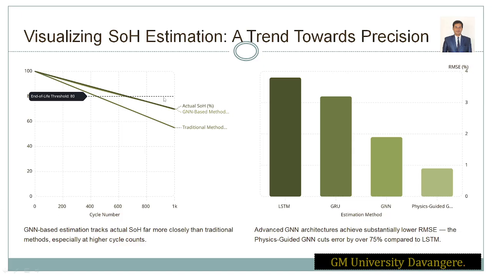So this is how the visualization of the SOH distribution can be understood from this graph. I hope it is very clear to you. This is the most interesting and understandable pattern of your SOH versus the number of cycles and also the estimation method. We have seen the estimation method of LSTM, of GRU, of GNN, and of the physically guided GNN, with respect to your RMSE. That is how we are making the prediction of the SOH for the different estimation methods. I hope this concept is clear to you.